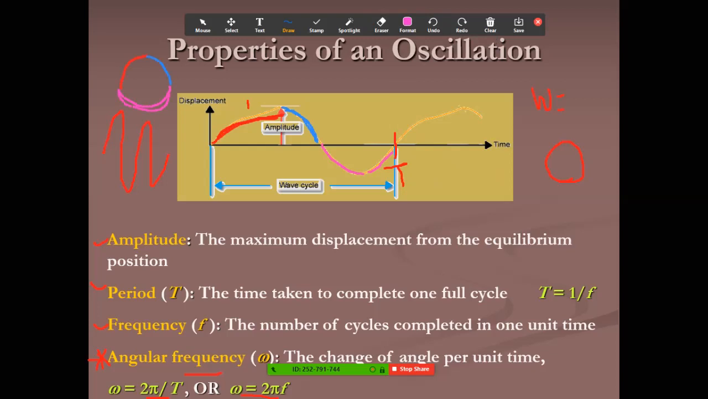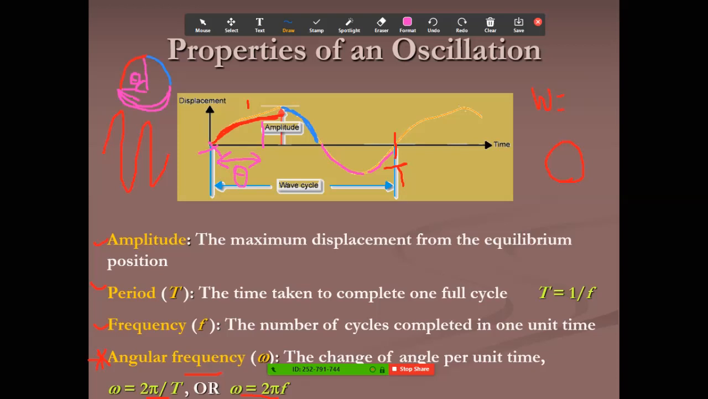So let's say from here to this point, from here to this point, okay. What is the angle it makes? It's the same as from here to here. This is the angle. So anything that oscillates, we can imagine it's moving in a circular path. It has some angular displacement. So we can work out how much.